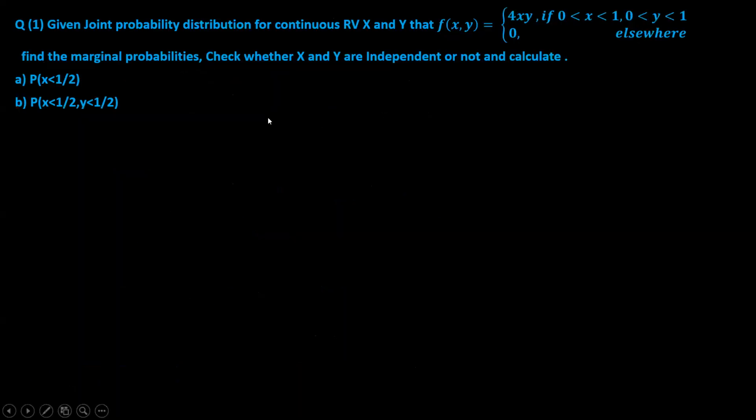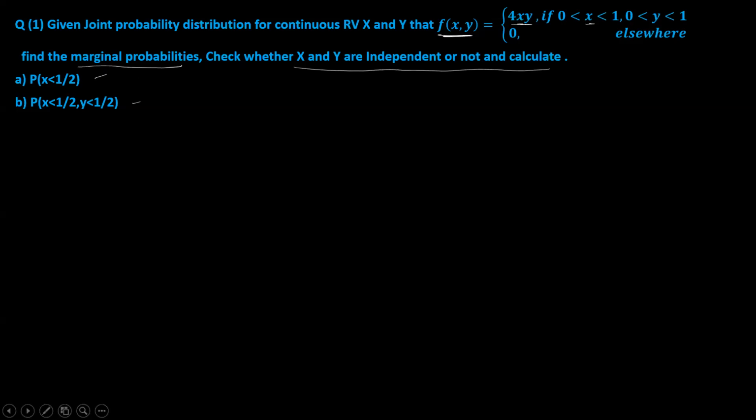Okay. So this I've taken from a question bank. Now you can see that your density function is given as 4xy, when x is in between 0 to 1 and y is in between 0 to 1, and 0 everywhere. So we have to find the marginal probability and check whether x and y are independent or not, and then calculate some probabilities. In one problem itself, I have taken everything.